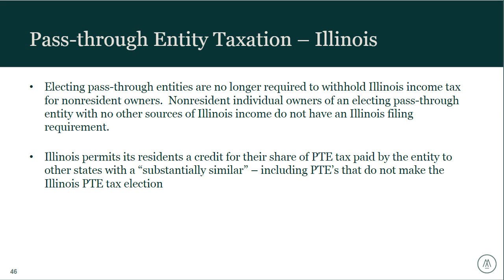For residents, Illinois permits residents to credit their share of pass-through entity tax paid to other states by the flow-through entity in those regimes that are substantially similar to that of Illinois. So Illinois should not have the same sort of problems that we saw with that Maine example, as long as the other state has a substantially similar tax regime to that of Illinois. Substantially similar is probably not defined. It will be up to the Department of Revenue to add clarity on that through the regulatory process.